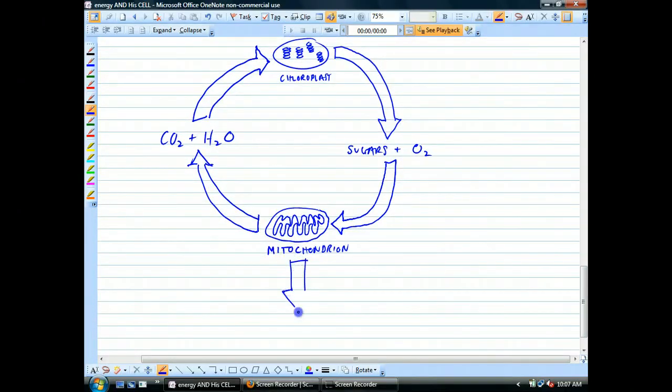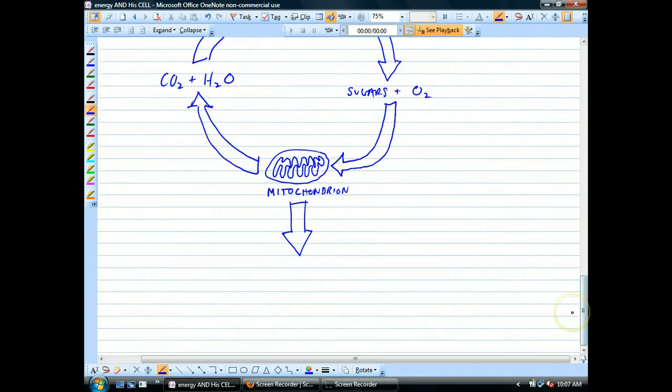The mitochondria also produce something else. They're going to produce energy. But they actually produce another chemical that is actually used to power the cell. It is called ATP. Now, ATP is another form of chemical energy that is used by all the parts of the cell.